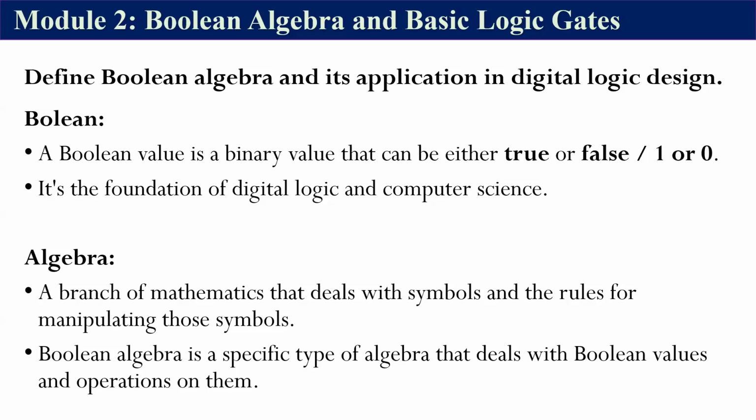When we talk about algebra, what is algebra? It's actually a branch of mathematics, and this one deals with symbols and basic rules by which those symbols can actually be manipulated. When we put the two together now, we're looking at Boolean algebra. It's actually a specific type of algebra. And what does it do? It actually deals with Boolean value operations and then the various activities that can be carried out with them.